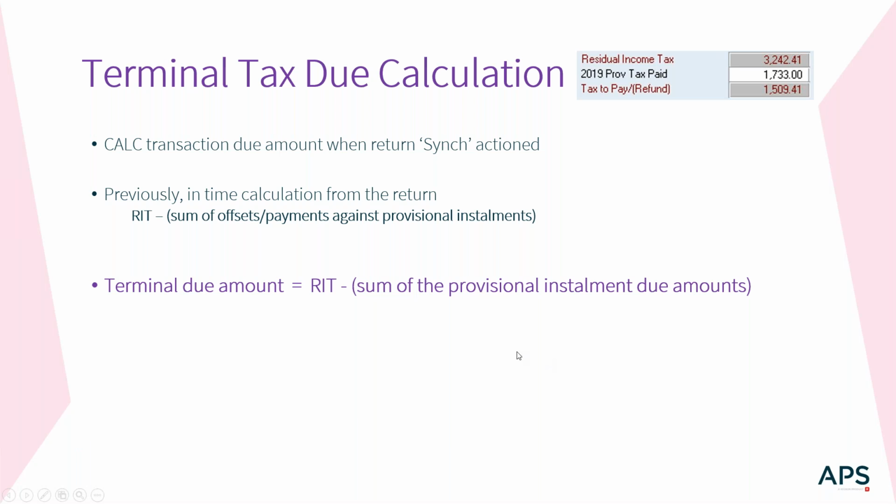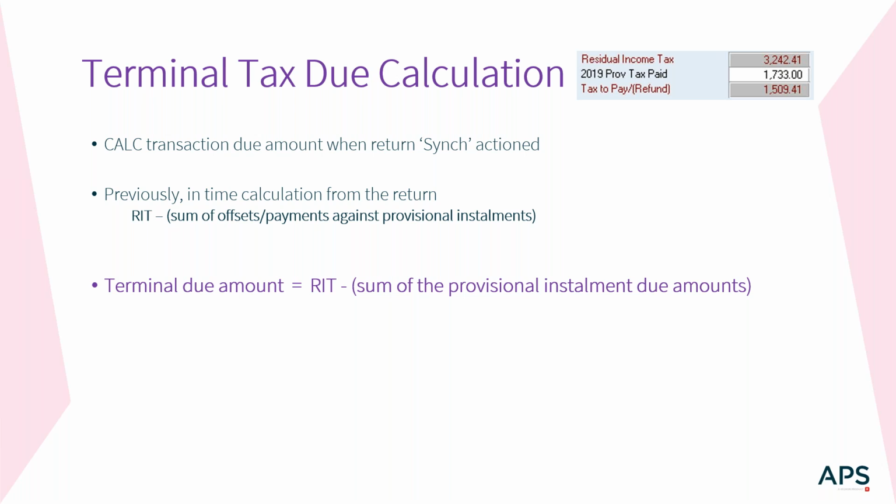So just to recap, the terminal tax due calculation was a significant change that occurred in the August release. That action occurs when you're doing the synchronization from the return, updating the ledger, and it's the terminal tax, or what we're now calling the net tax due transaction, that is being calculated, that is slightly different from how it used to be previously. So previously it was literally just RIT less the sum of the offsets or payments against provisional installments. But now we've amended that to use the RIT less the sum of the actual provisional installment due amounts.